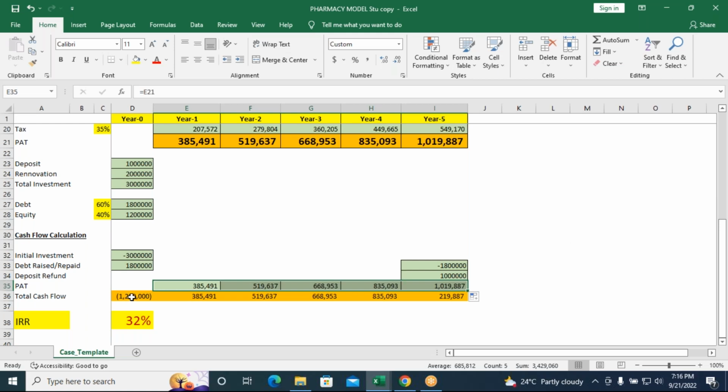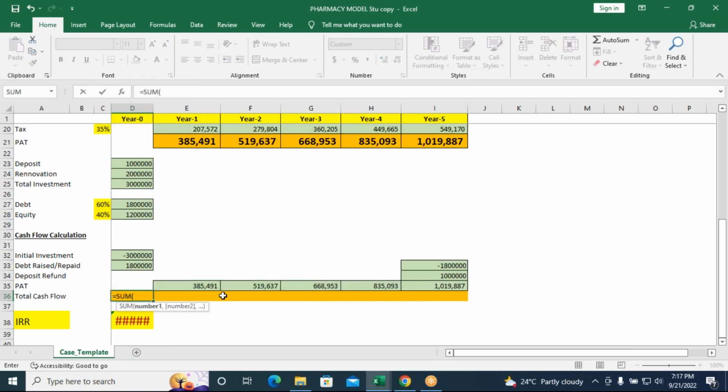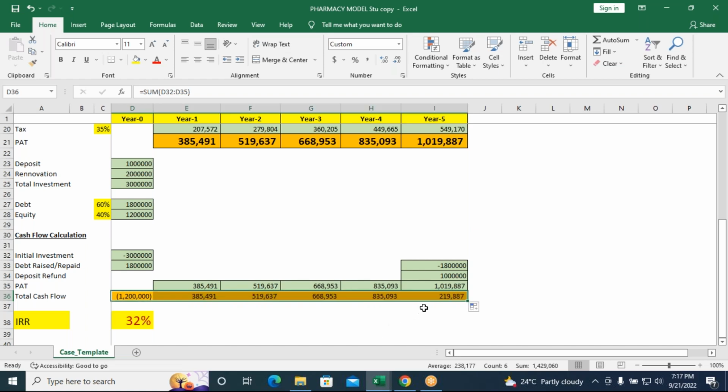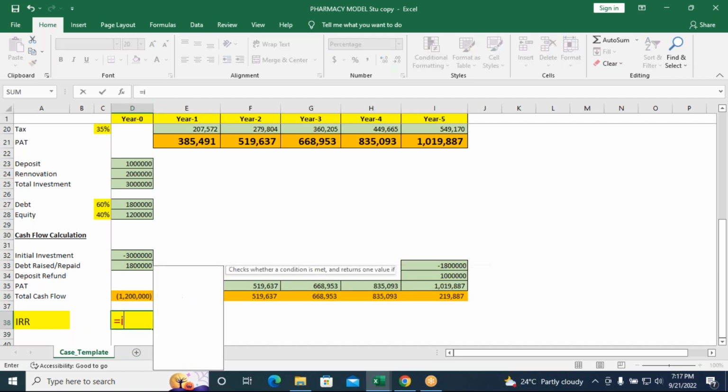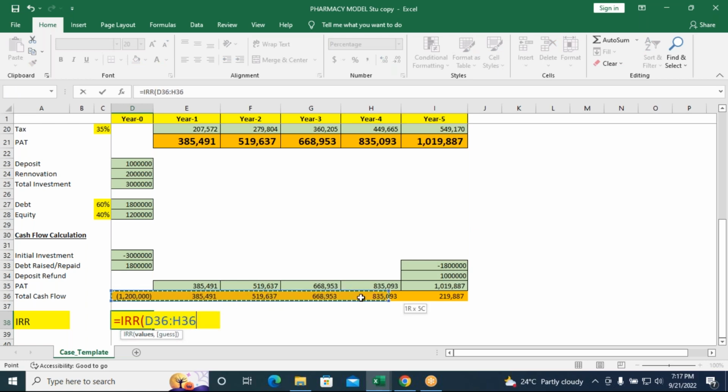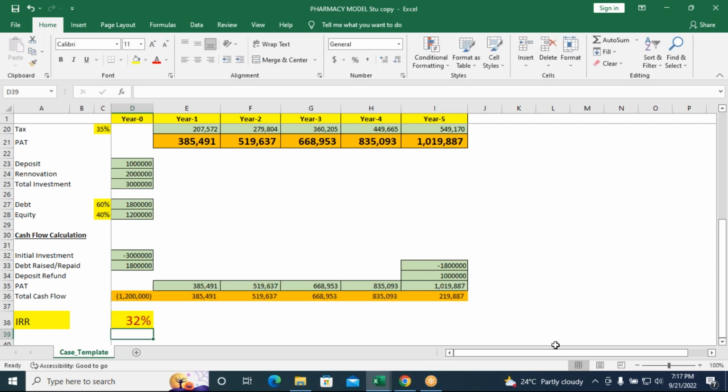But how do we calculate total cash flow here, because it's automated? For cash flow, first I put the formula here, equal to sum of, open the parenthesis and select the range from D32 to D35, enter, then click and drag till the last 5 years. So it will be done. And here I applied the formula equal to IRR, open the parenthesis, select the values from year 0 to year 5 and close the parenthesis. It is 32%.